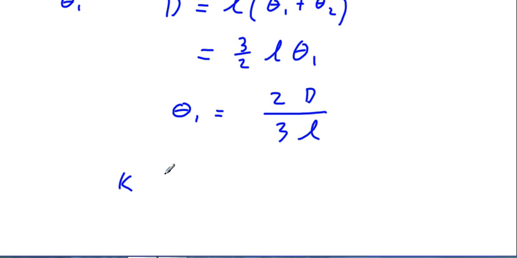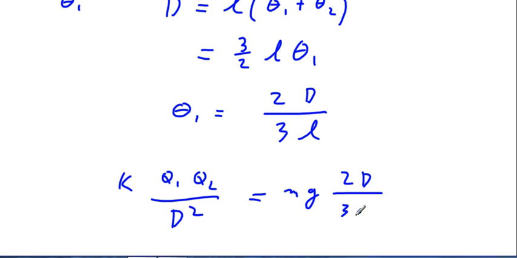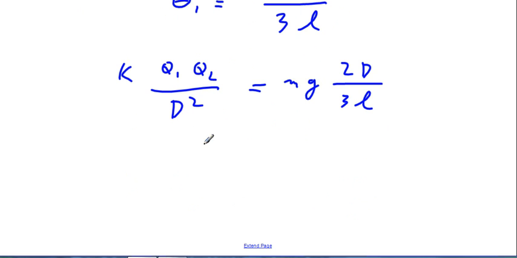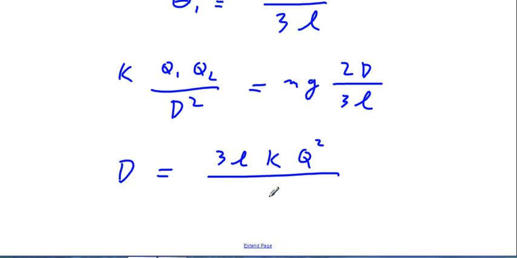K Q1 Q2 over D squared is equal to mg 2D over 3L. And then we're going to rearrange things again and say D is equal to 3LK Q squared over mg raised to the 1/3 power.